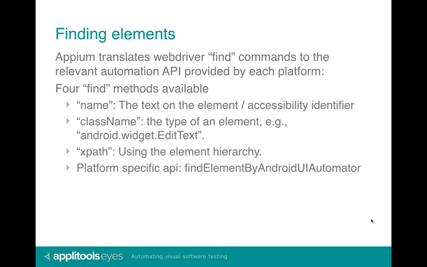And the other way is XPath. You can literally code a path that points to the element that you want to find or click or use, and you can do that with XPath. There's an additional way using platform-specific API, for example, find element by Android UI Automator, which lets you write a UI Automator string and find the element using that. This is possible, again, since Appium is using the vendor automation infrastructure, so Google's automation infrastructure or Apple's.